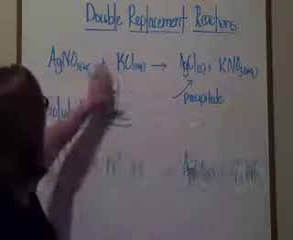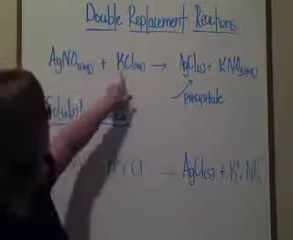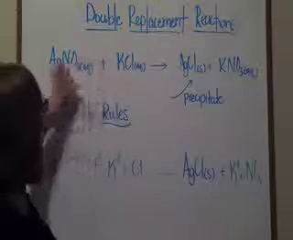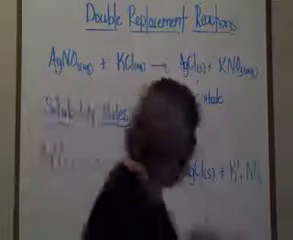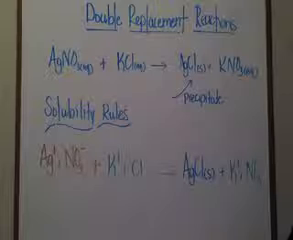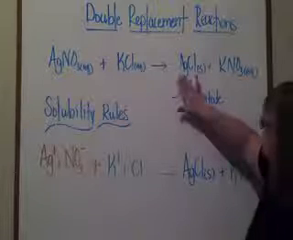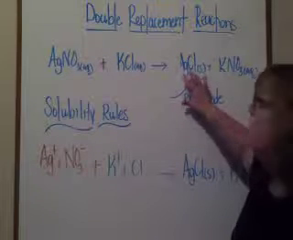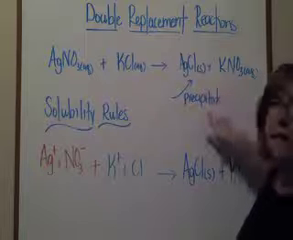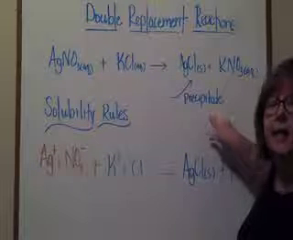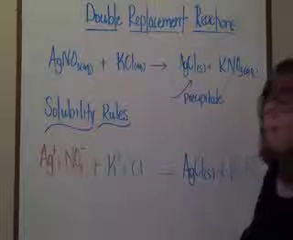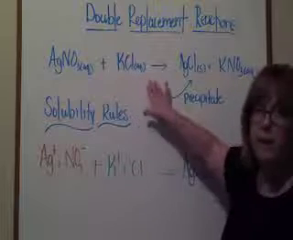So it looks like these cations just switch places. So the potassium goes with the nitrate and the silver goes with the chloride. But really there's more going on here. What's happening is when the silver and the chloride ion meet, they form a precipitate. A precipitate is an insoluble solid that forms when two aqueous solutions are mixed.